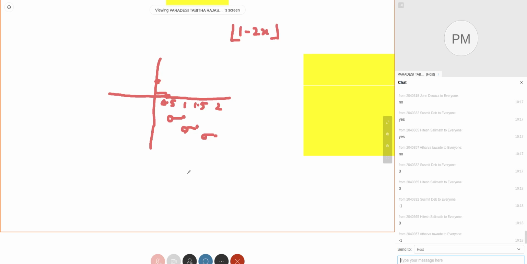She's asking for left hand limit at 0.5. You said it is 0. Right hand limit is -1. What about 1? She also asked you about 1. What is the left hand limit at 1 and what is the right hand limit at 1? Left hand limit is -1. Yeah. Right hand limit is -2. So both the points, you can see that the left hand limit is not equal to right hand limit.